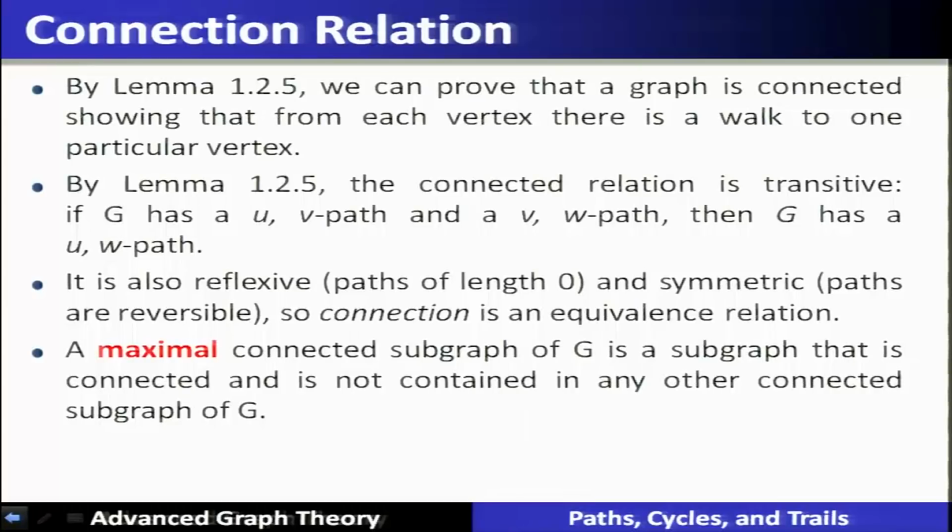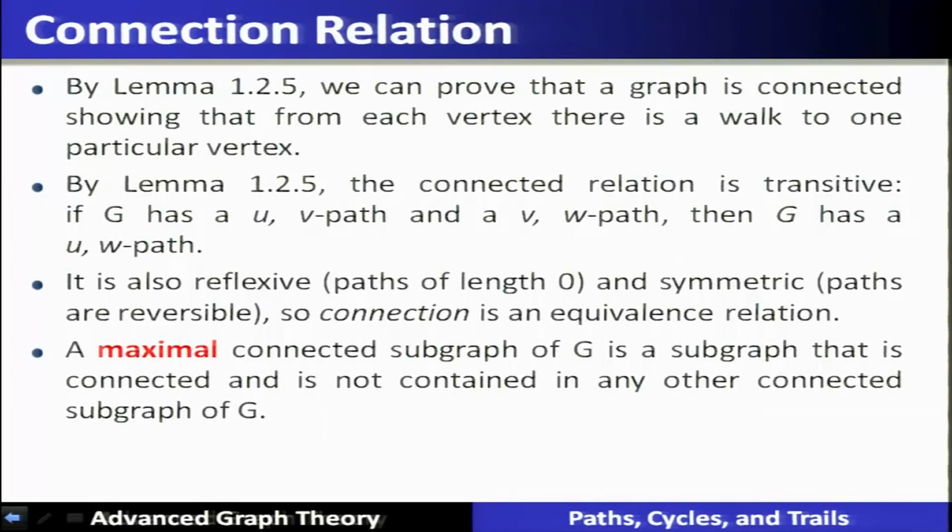Now, we have to see the connection relation. So, by lemma 1.2.5, we have proved that if there is a walk between a pair of vertices, then there must exist a path between that pair of vertices. So, whether there exists a walk or a path, that will induce a relation that is called the connection relation. By the same lemma, we can see that the connection relation is transitive. That is, if the graph has a UV path and at the same time a VW path, then that graph will also have a UW path, by transitivity.